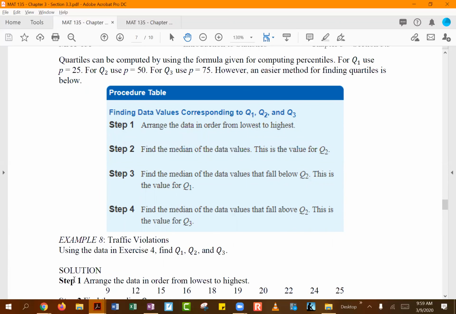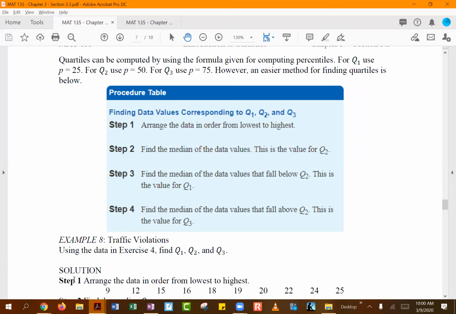They're saying you can calculate your quartiles by using the same percentile formula, the number of data values below x plus 0.5 over n, multiplied by 100. You can use that to find the data value that corresponds to the percentile. You can still use C equals n times p over 100. For quartile 1, you would use 25 for the value of p. Quartile 2, 50. Quartile 3 would be 75. But they actually have this other method also to help us out.